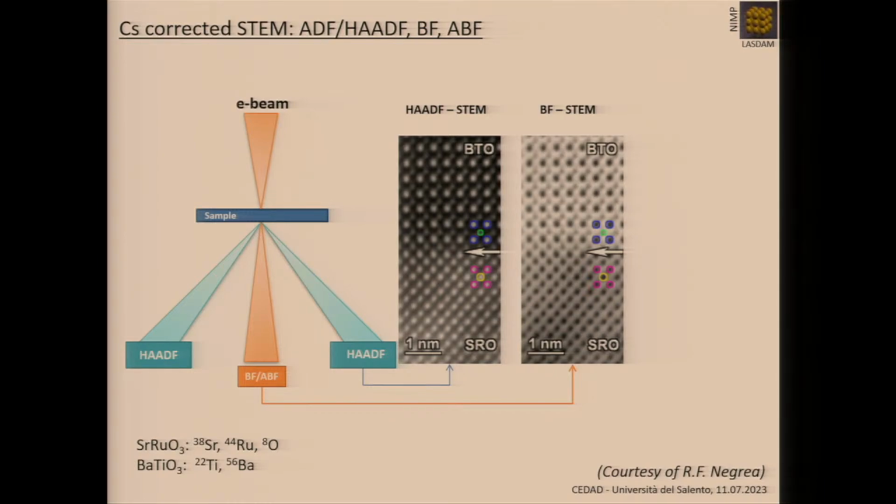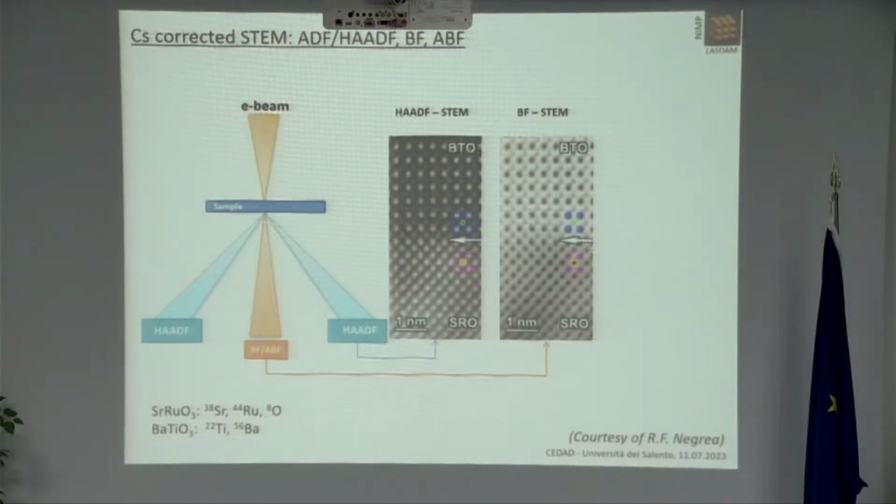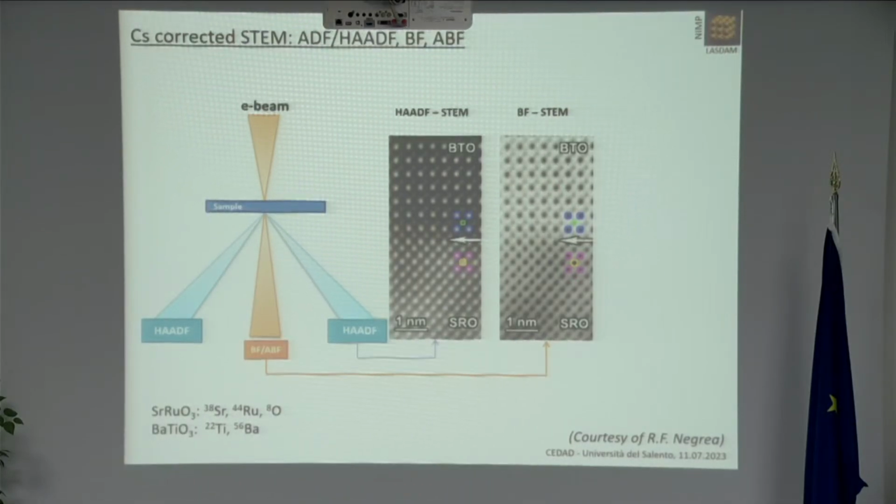The bright field image is somehow the opposite of the dark field image. So in this case, the darker spots, which here were bright spots, correspond to the heavier atoms, and the softer spots correspond to titanium atoms. But we can do more.